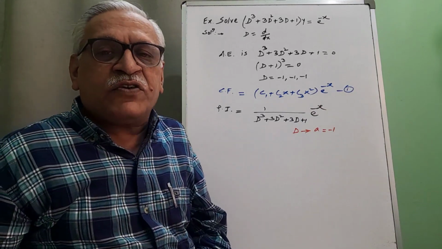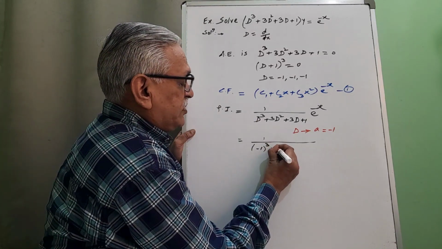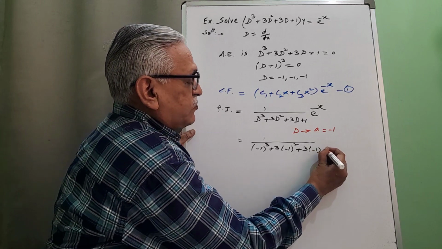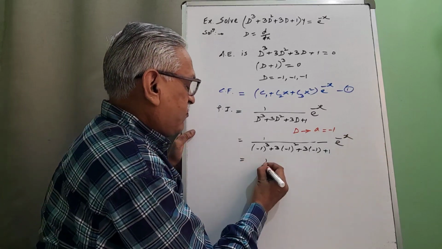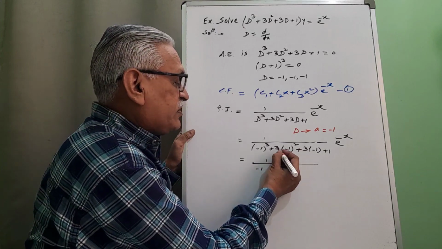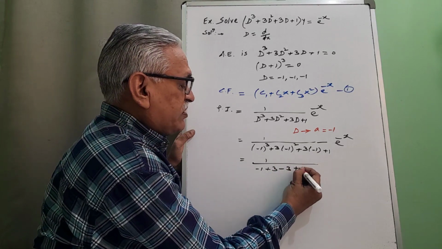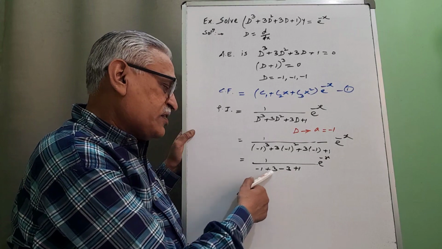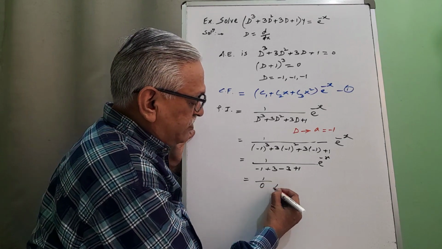Therefore everywhere we replace D by -1, and we get 1/((-1)³ + 3(-1)² + 3(-1) + 1) operated on e^(-x). So it is 1/(-1 + 3 - 3 + 1) operated on e^(-x). If we sum all this, -1 + 1 and 3 - 3, we get 0. 1 by 0 means the case fails.